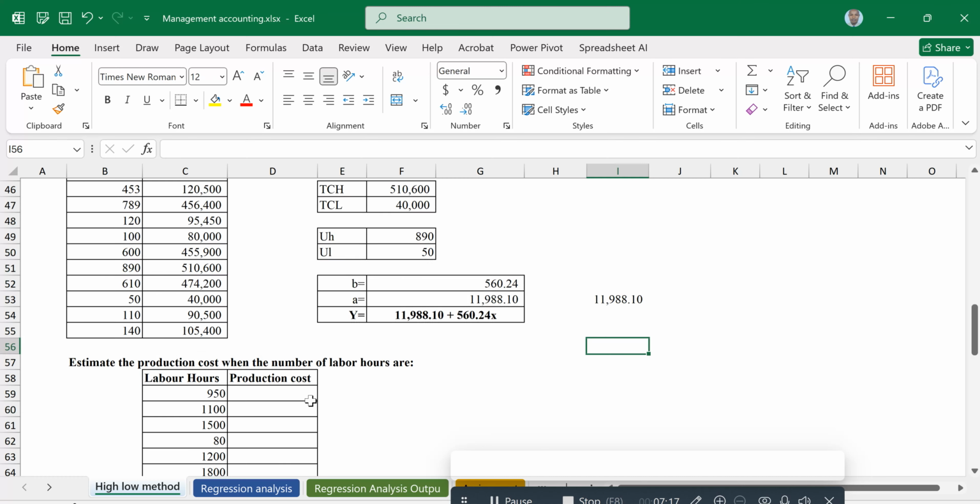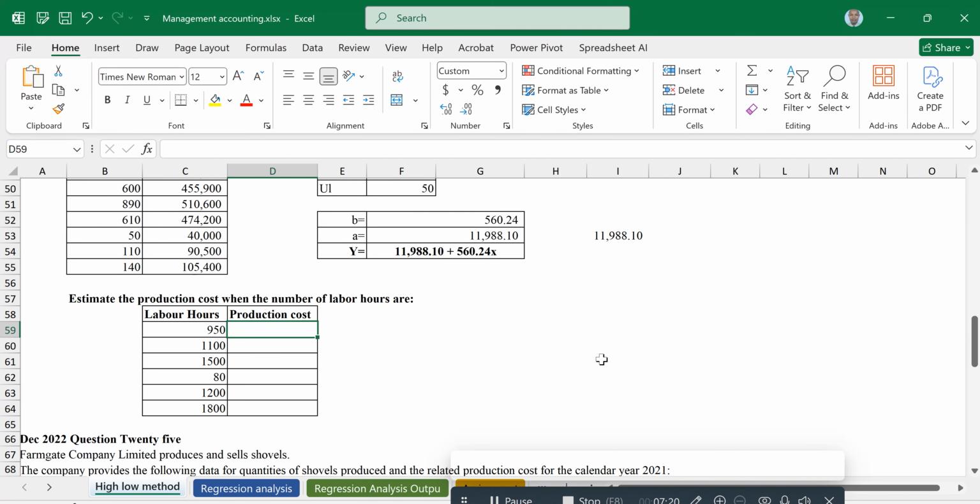On to estimation of production cost, now that you already have the equation. Once you have the equation, estimate the production cost if you have the following labor hours. So the formula will be equal sign. Remember, Y is equal to A plus BX, so equal sign. Click on A.